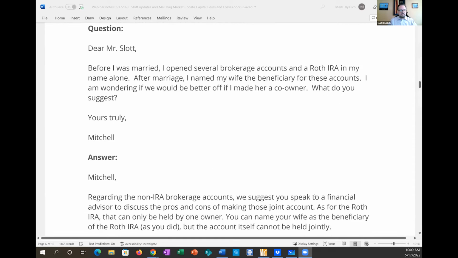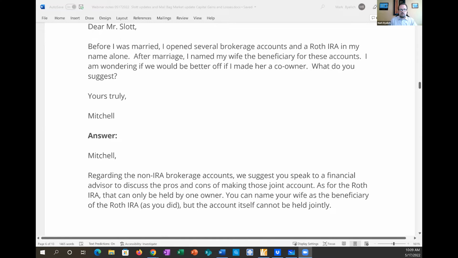So the next question, dear Mr. Slott, before I was married, I opened several brokerage accounts and a Roth IRA in my name alone. After marriage, I named my wife the beneficiary of these accounts. I'm wondering if we would be better off if I made her a co-owner. What do you suggest? I hear this all the time. So he said he has several brokerage accounts, so that's taxable accounts, and a Roth IRA.